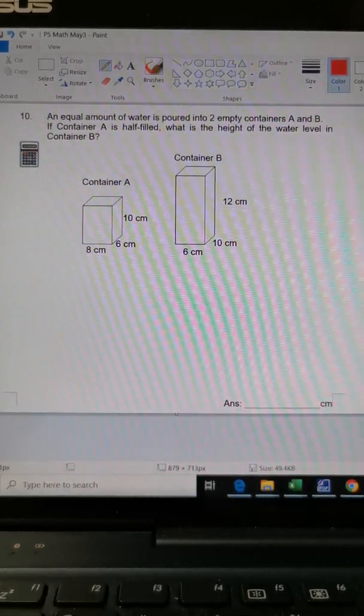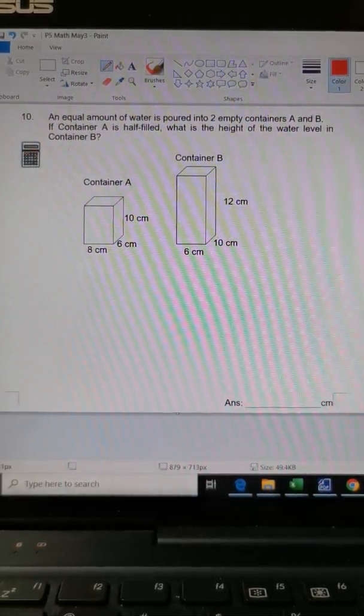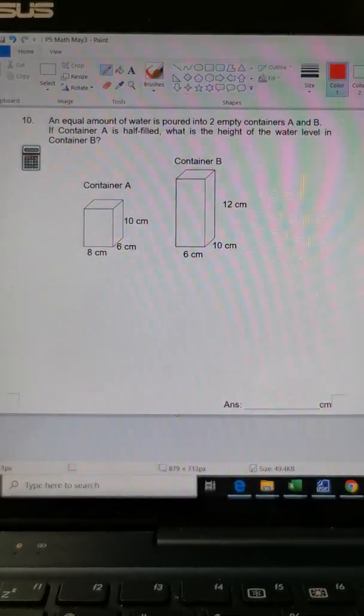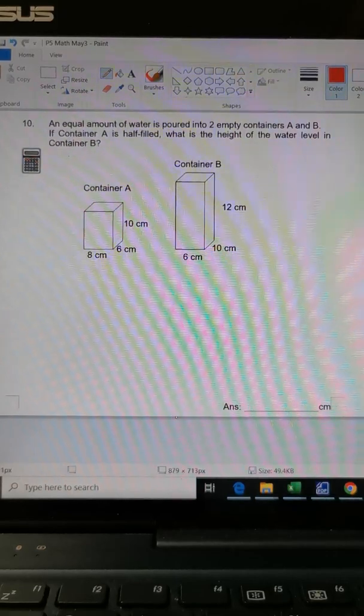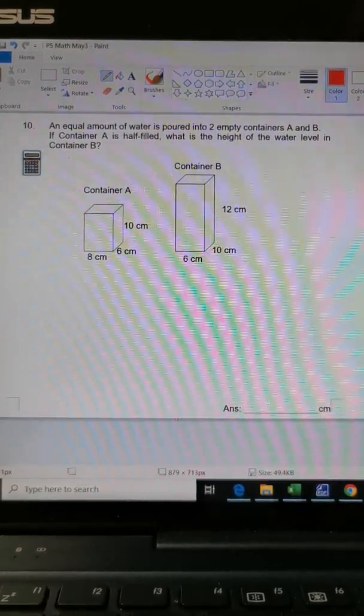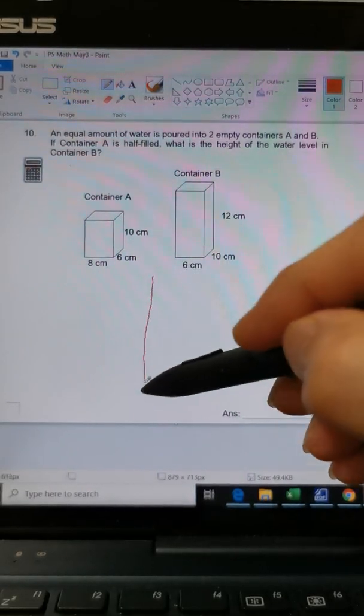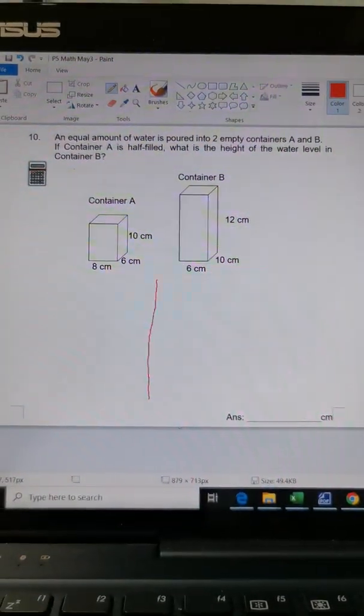An equal amount of water is poured into two empty containers A and B. If container A is half filled, what is the height of the water level in container B? Now let's try to answer this question in two parts. Let's talk about container A first, followed by container B. So I draw a line across, okay?